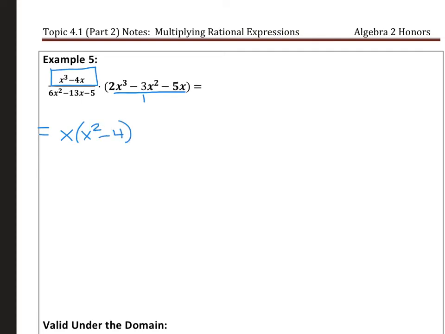minus 4 remaining. And now I'm going to work on this quadratic in the denominator, and that does not have a equal to 1. It has a equal to 6. So this one's going to be a bit of work here. I'll put it over here. So 6x squared minus 13x minus 5. A times c is negative 30. So we're looking for factors of negative 30 that sum to negative 13.